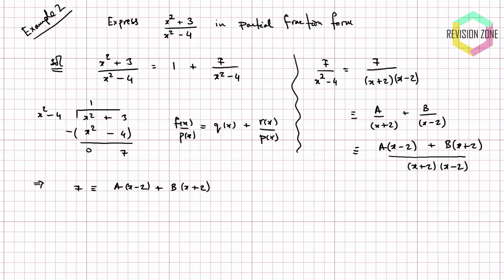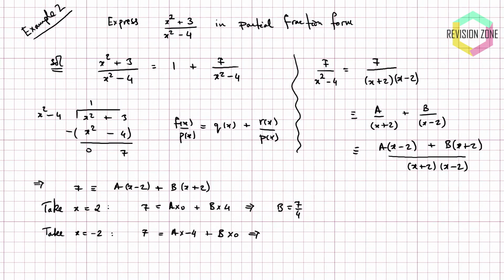And at this stage, I prefer to just substitute. So I'll take x equals, say, 2. When we put 2 in, the left-hand side is just 7. We get a times 0 plus b times 4, which tells me b is 7 over 4. And similarly, we take x equals minus 2, and the left-hand side is again just 7, but we get a times minus 4 plus b times 0, and that gives me a as minus 7 over 4.